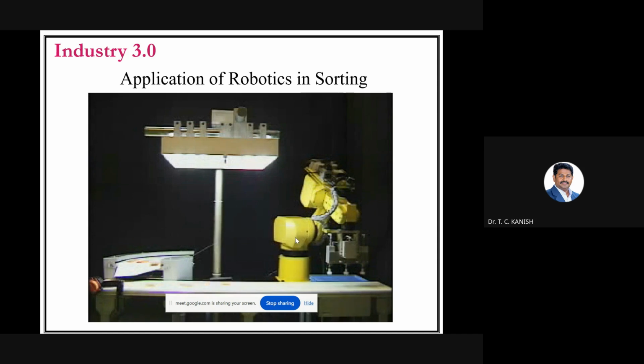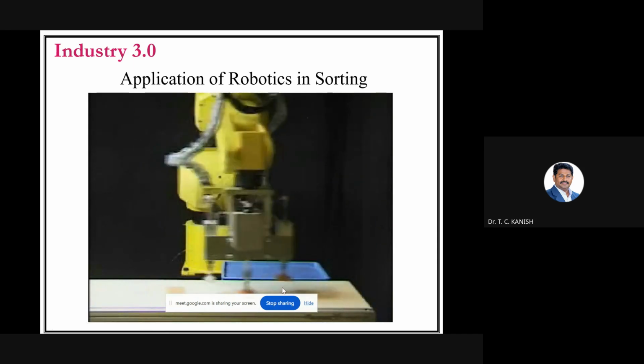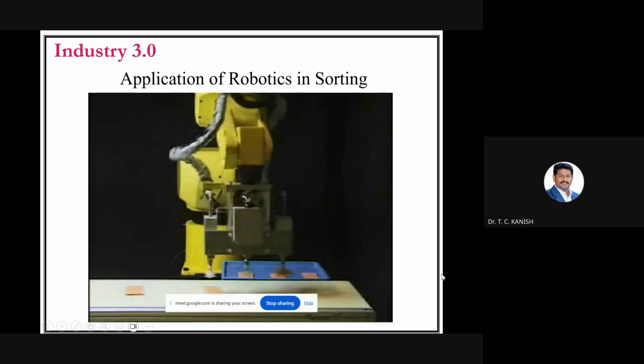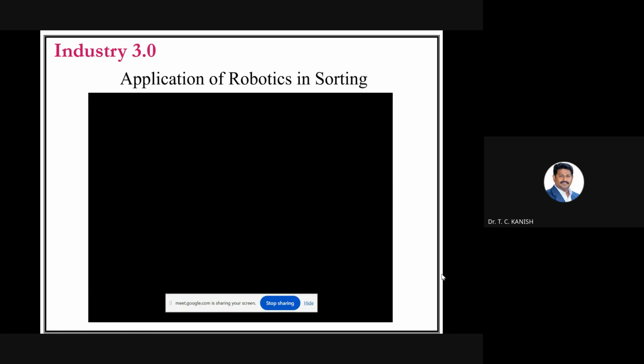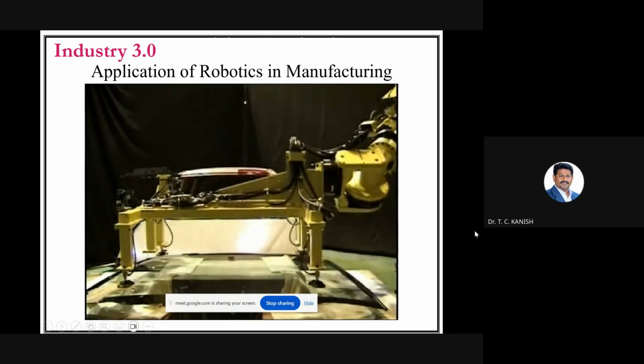So based upon that, each and every joint, that means the servo motors, get the feedback from the controller. So accordingly it will move and take out the biscuits and keep them exactly, precisely. So this trend we are getting in robotics in industry 3.0 now. So here you can see these glass fixing operations.